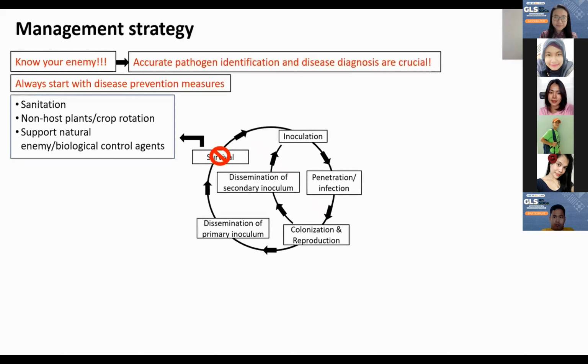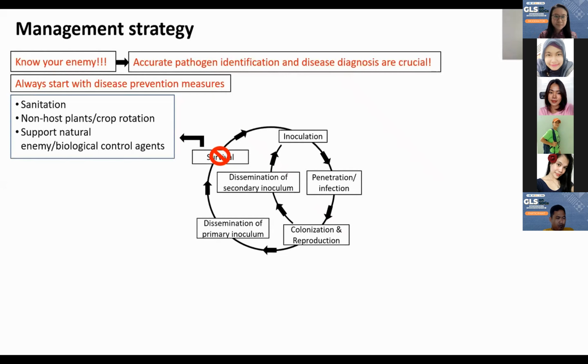What we can do then can be in the beginning of the growing season, right? Or there might be a lot of pathogen inoculum in the field. So what we can do is remove as much as possible plant residue from previous seasons, because they might harbor survival structures of the pathogens. That way we can minimize the amount or the level of pathogen inoculum in the field, right?